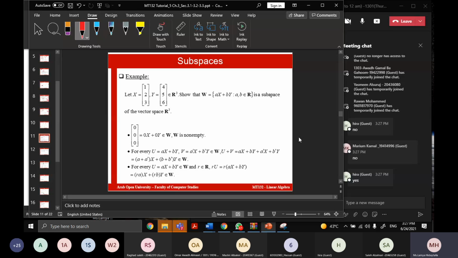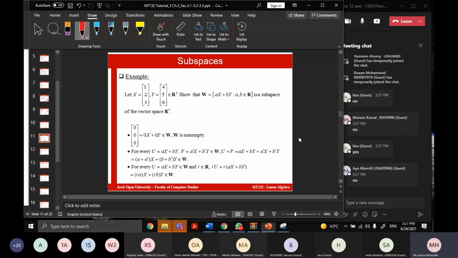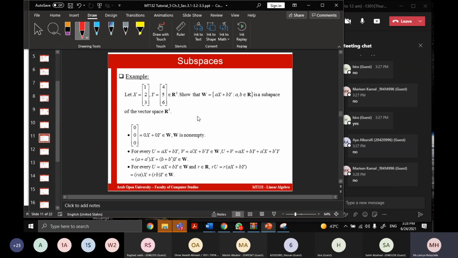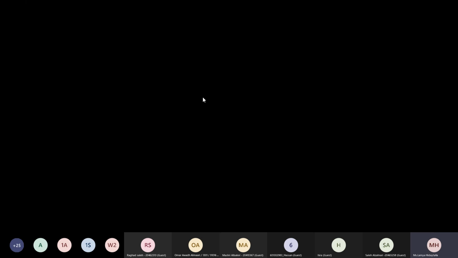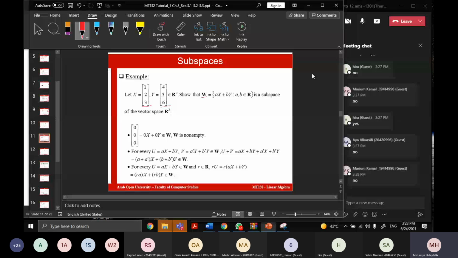Now here there is another example. Let x equal to 1, 2, 3 and y equal to 4, 5, 6. So this is the first vector and this is the second vector. We have a space W; this was our original vector space. Now I took from this vector space two elements, this one and that one, X and Y.